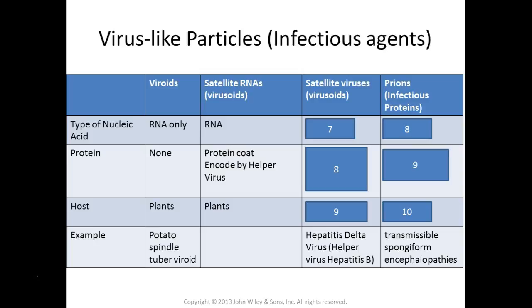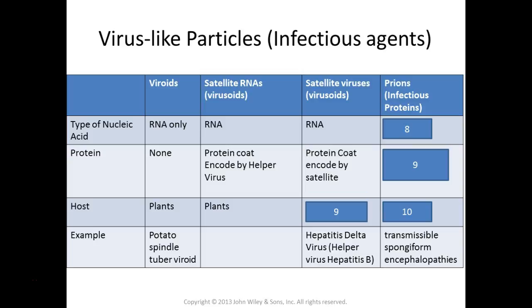Okay. So the next one, satellite viruses. So again, why isn't it a virus? Why don't we just call it a virus? Well, just like satellite RNAs, viroids, what we commonly refer to collectively as viroids, are RNA. The difference here is this guy, its RNA, actually codes for its own protein coat.